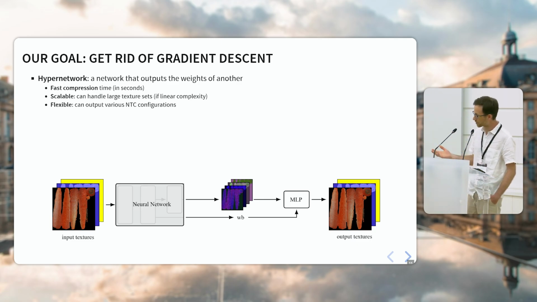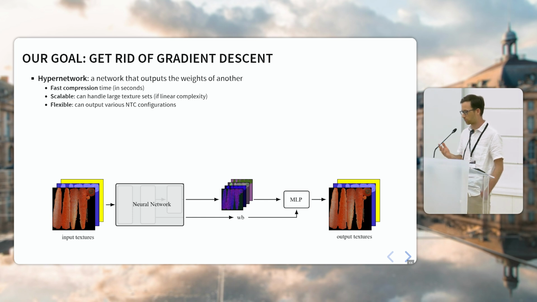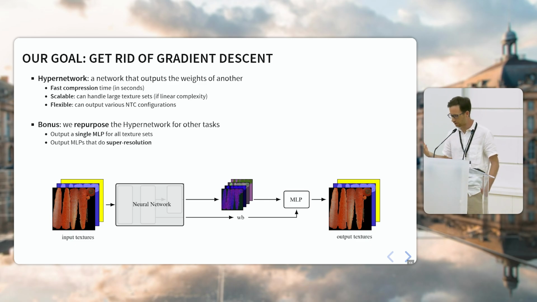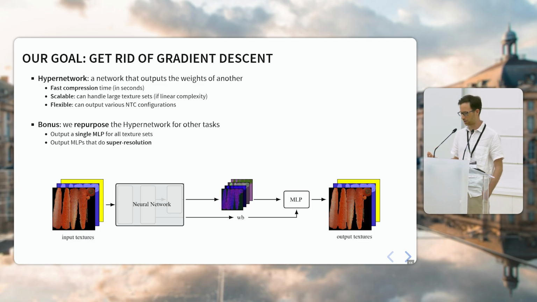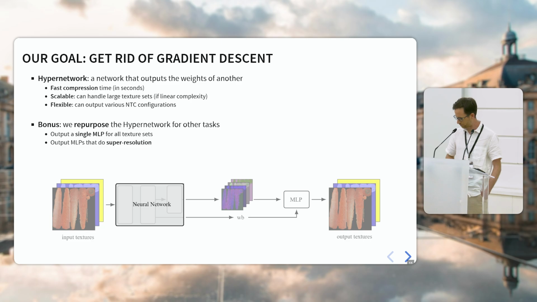The good point of having a neural network that just compresses your input textures into the latent representation, weights and biases, is that it's very fast to compress. It's also scalable as long as your neural network is linear in complexity. It's also flexible because you can then use your neural network to actually do other things. And it's even more flexible in that you can repurpose the networks for other tasks. I'm going to show you a couple of examples of other tasks in the presentation.